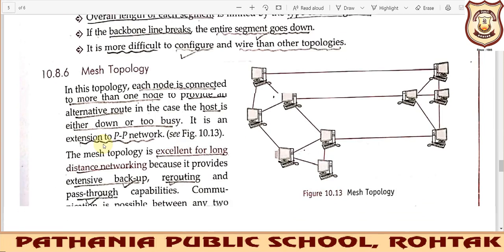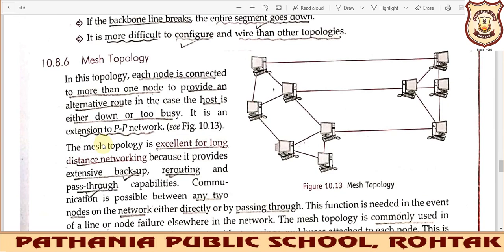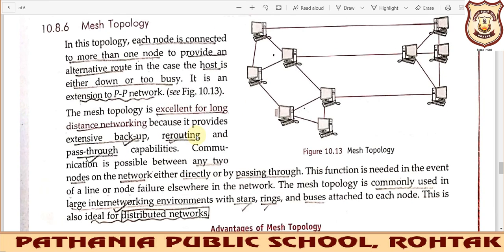Now next comes the mesh topology. Actually in mesh topology each node is connected to more than one node. So an alternate route is provided, which is very beneficial wherever we want to implement backup plans and reroute the data. We want to have the pass-through capabilities, so in that case we will be using it.